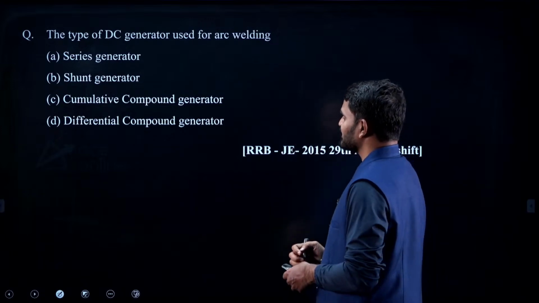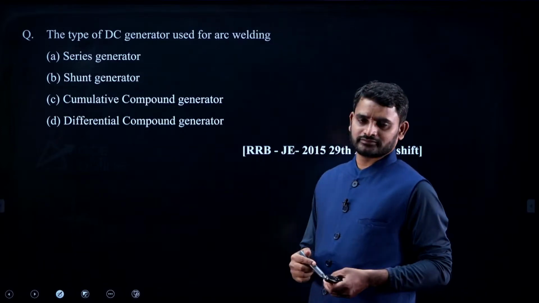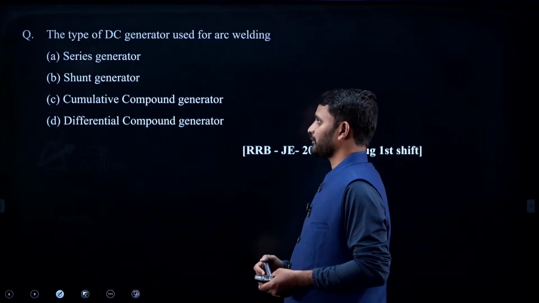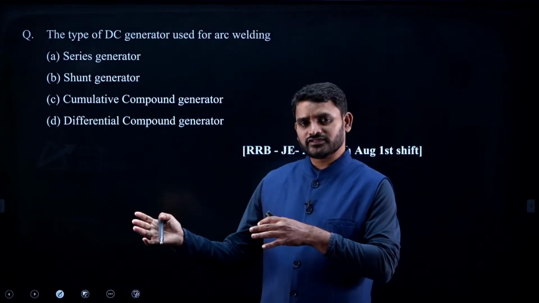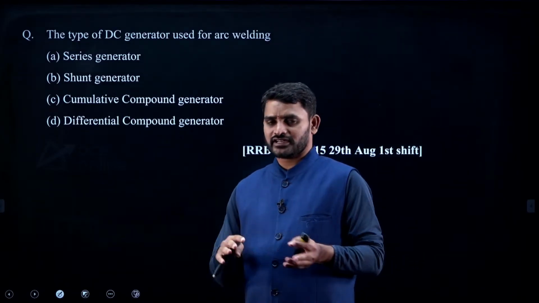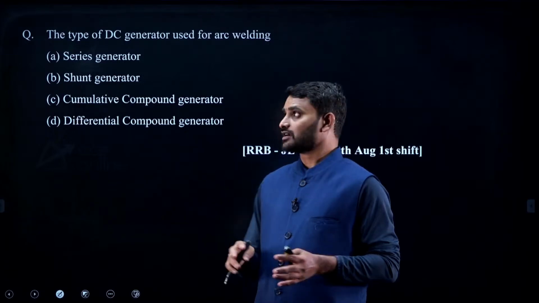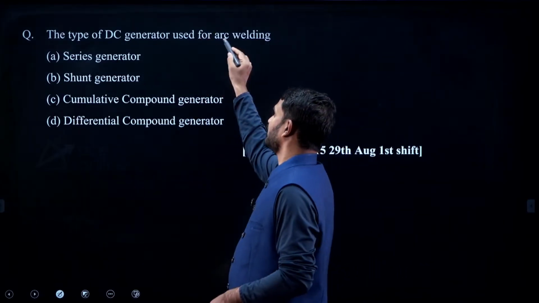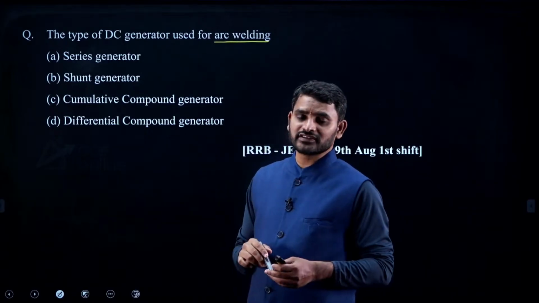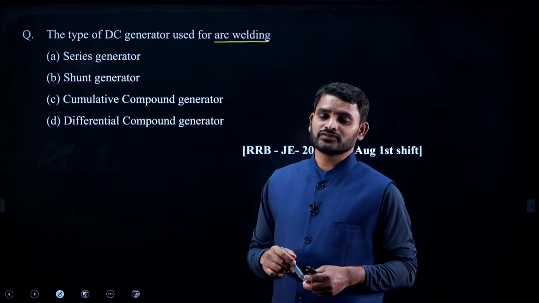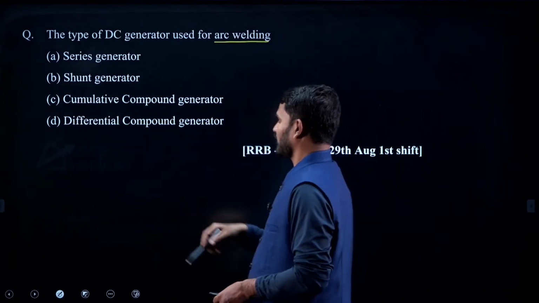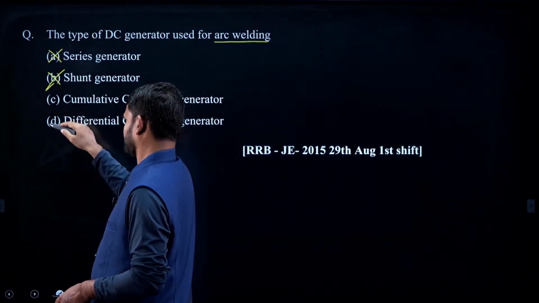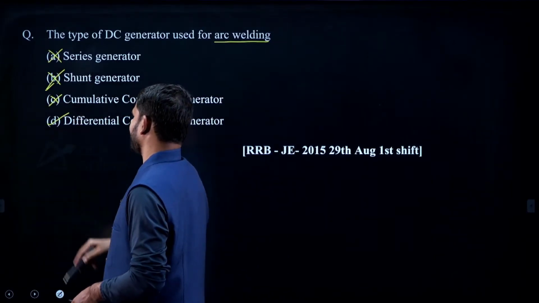The type of DC generator used for arc welding. I said shunt generator application, series generator application, okay, but not compound generator application, wantedly, because we have an application here. For arc welding, we generally use what kind of generator? Cumulative compound or differential compound? We go with differential compound.